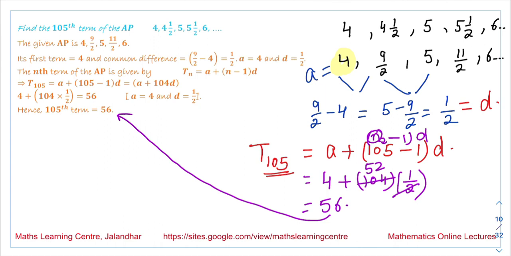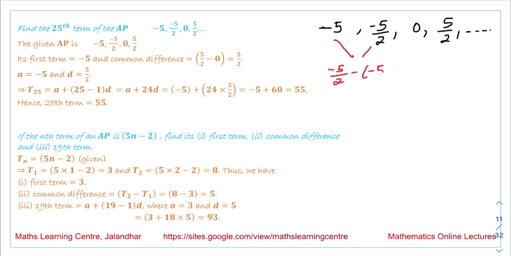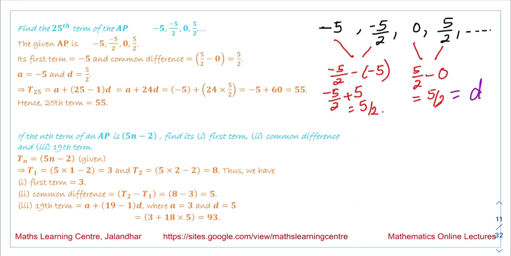Now the next question: find the 25th term of the AP. The terms given are minus 5, minus 5 by 2, 0, 5 by 2, and so on. Now when we subtract these terms, it is minus 5 by 2 minus minus 5. You can subtract these two. It is 5 by 2 minus 0. The answer is 5 by 2. This is minus 5 by 2 plus 5, the answer is 5 by 2. So this is the value of D, the common difference.